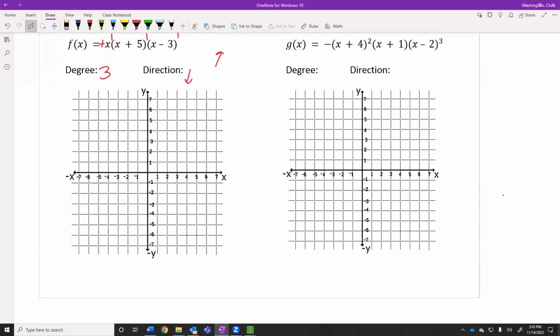So we know what the ends of the graph are going to do, and that goes back to what we did last week. We know the ends of the graph are going to go in opposite directions. Left side's going to go down, right side's going to go up. At this point, we might want to look at the x-intercepts.